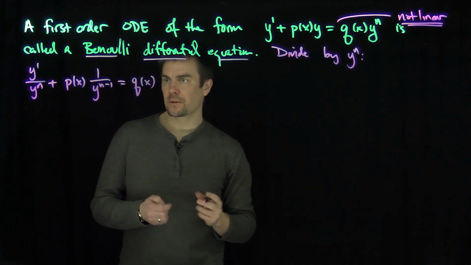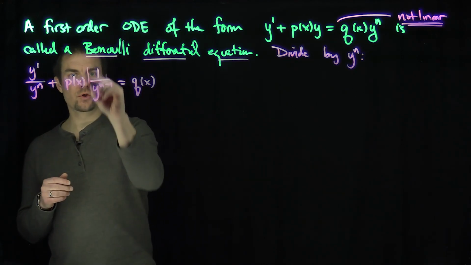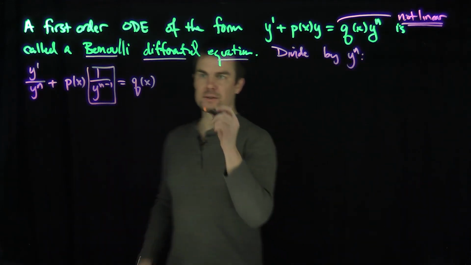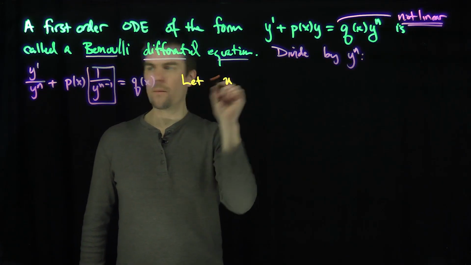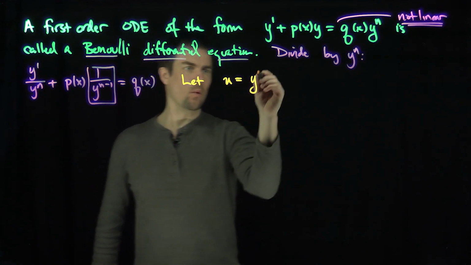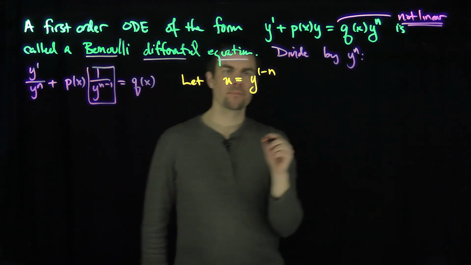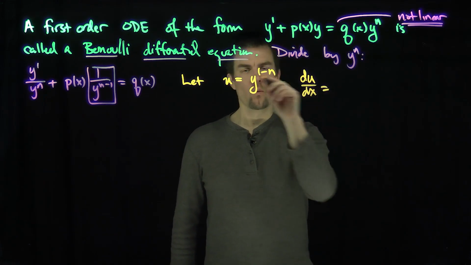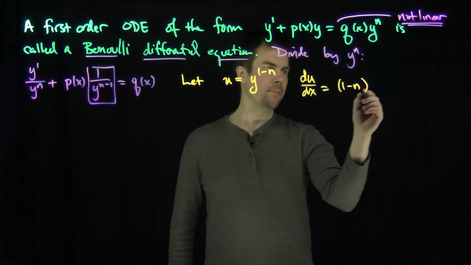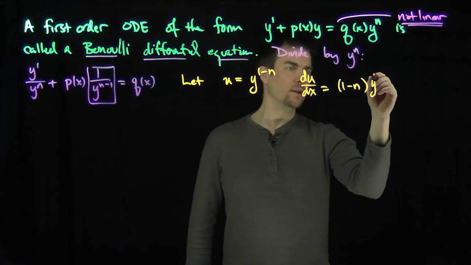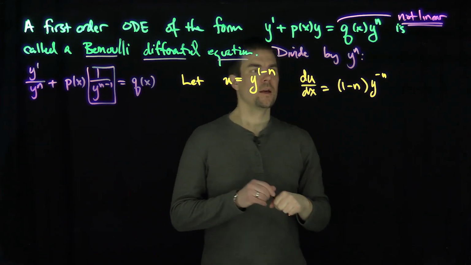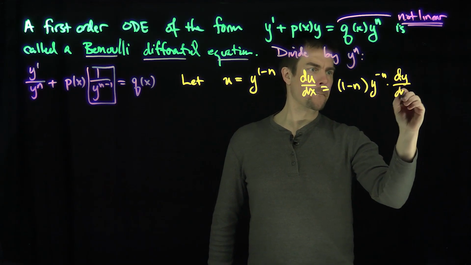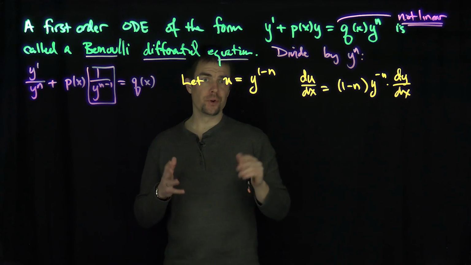Now the observation to make is that if I look at this function here, 1 over y to the n minus 1, let's consider that function. Let's let u be y to the 1 minus n, which is exactly this box term. And then what will du dx be? So du dx will be 1 minus n, and then y, I'm going to lower this by 1, to the negative n, and then I have a dy dx. Okay, so that's my differential relationship between u and y.